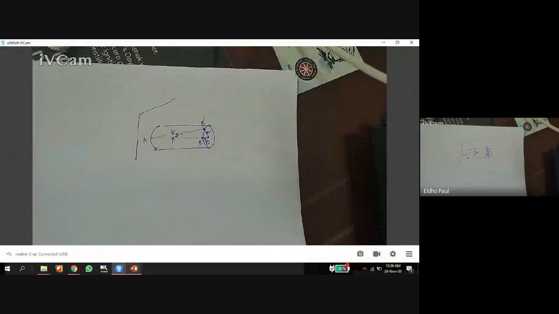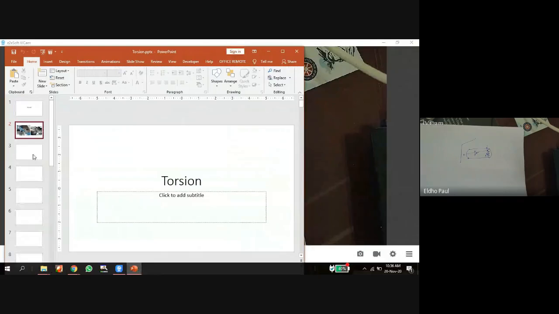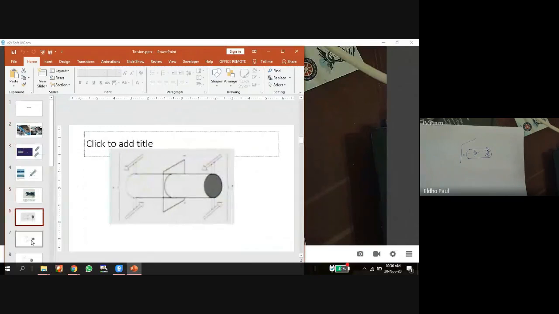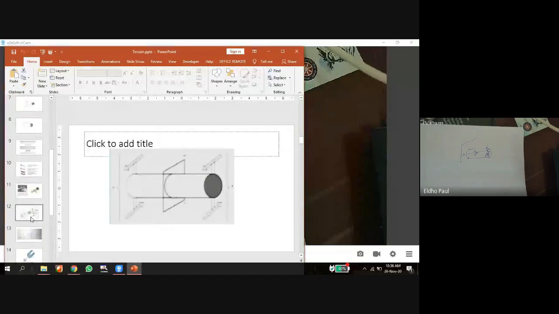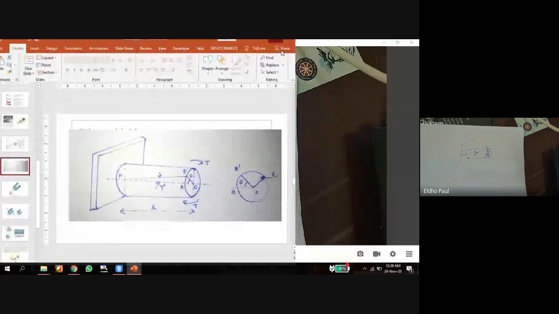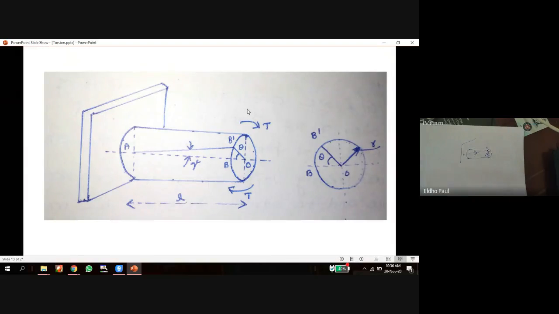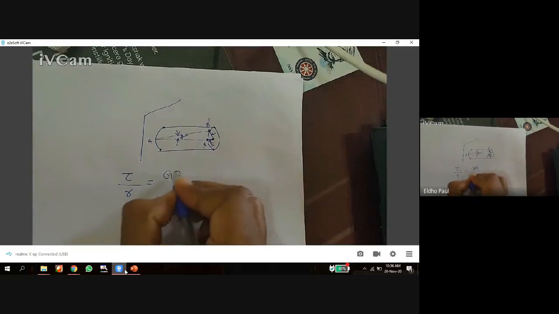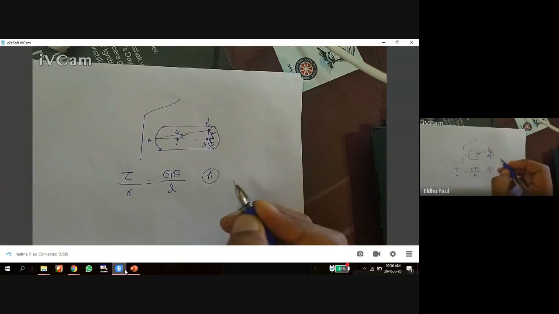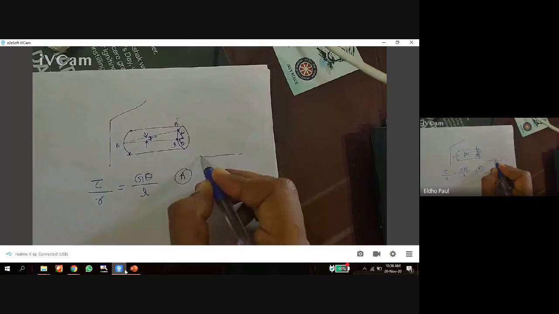So in the last class we discussed the relationship between the shear stress developed across a member subjected to torsion and the applied torque. Based on this figure, first we derived a relationship between the modulus of rigidity and shear stress, that is tau by r equal to G theta by L. That was the first relationship developed just by considering these two.